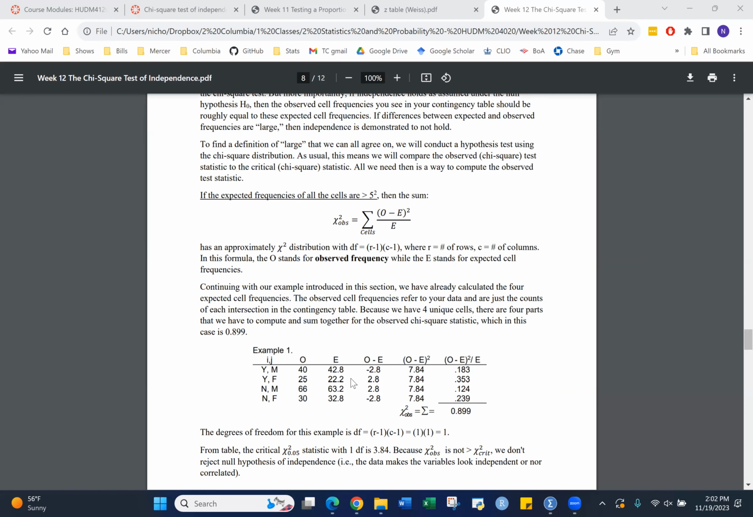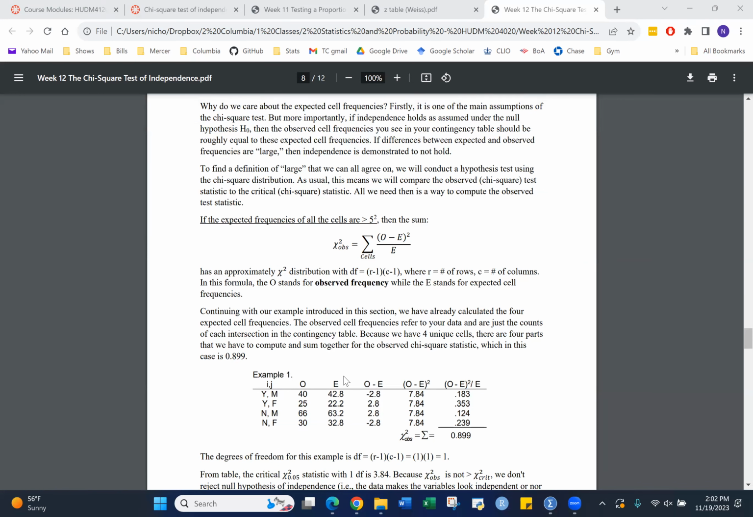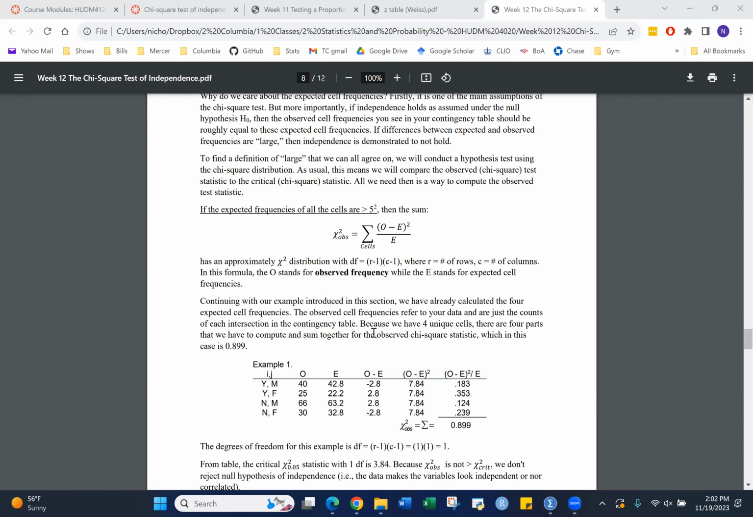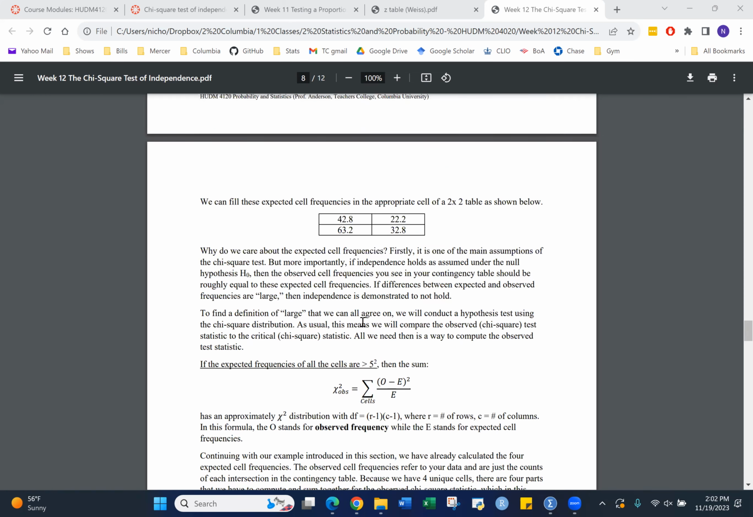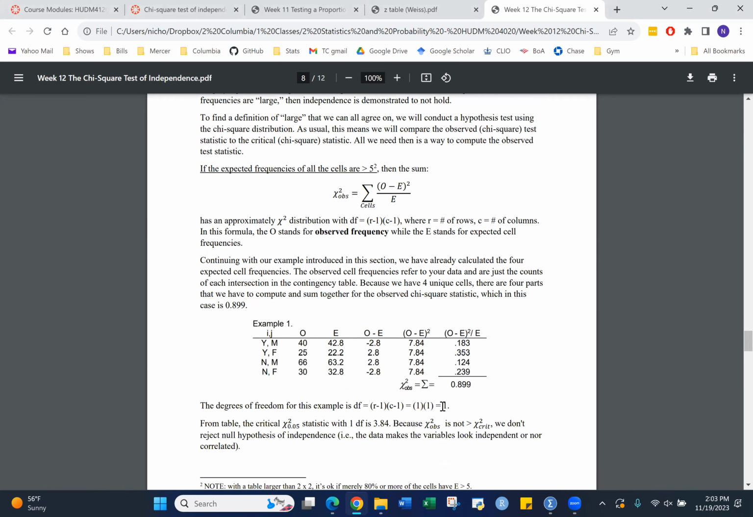Now, okay, that's how we get our observed test statistic. And again, we do need to find our critical test statistic. In this case, the DF, as it says here, and it says it in various places, is the number of rows minus 1 times the number of columns minus 1. We have 2 rows and 2 columns. Because 2 minus 1 is 1, we get 1 times 1, which is 1. So in our case, the DF is 1.